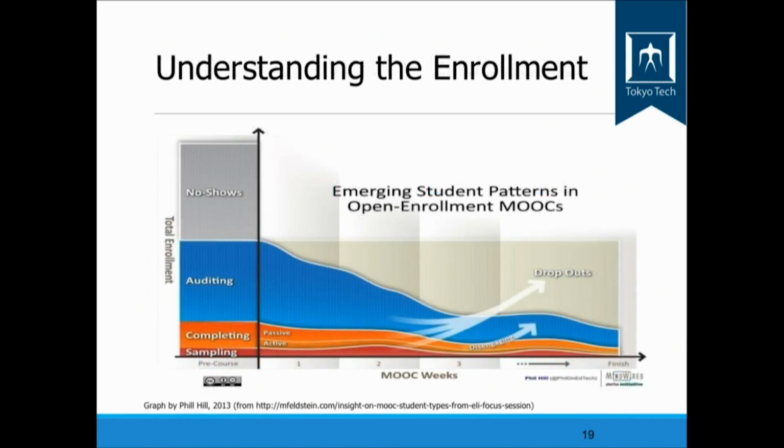So this graph was very similar to this one, which was published by Dr. Phil Hill, who studies dropout in MOOCs. Dr. Phil showed that students in MOOCs are mainly divided into 4 categories: the no-shows, the auditing, the completing, and the sampling. The no-shows are the people who register for the MOOC, but never show up again.